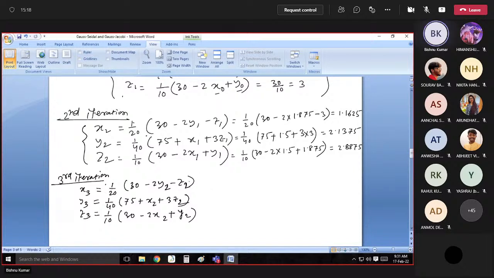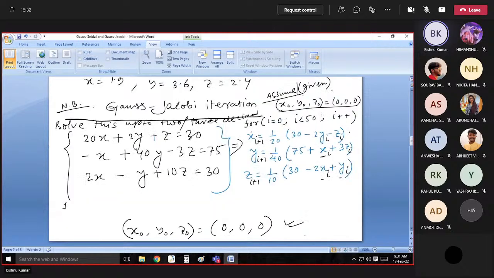Here the x2, y2, z2 values you will use from the previous step. Try to write all these values up to 4 decimal places, because in the question sometimes it will be asked to 3 decimal places. If it is asked to 3 decimal places, write every value up to 4 decimal places. If it is asked to 2 decimal places, write every value up to 3 decimal places, so that at the last step you may round off the values. And in 2 consecutive iterations, you will see and watch what happens.